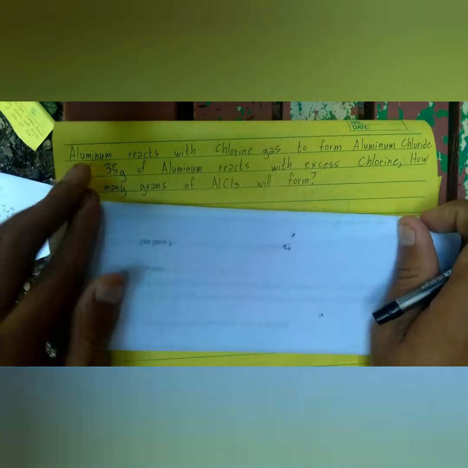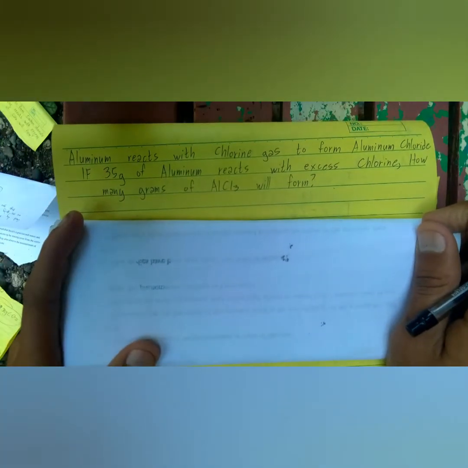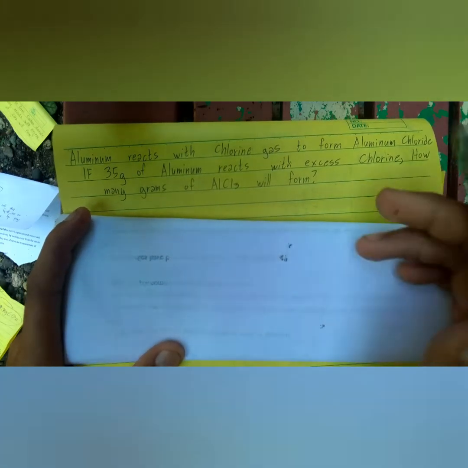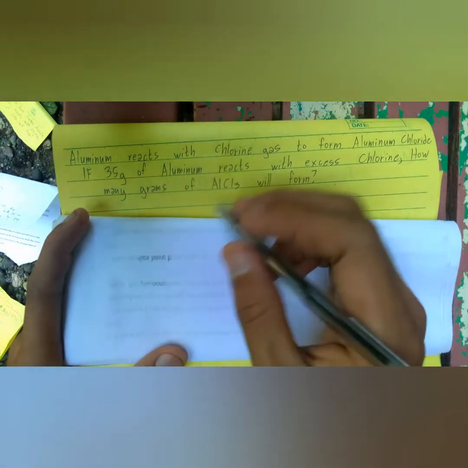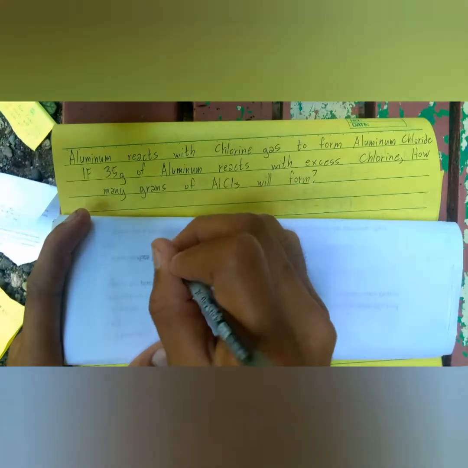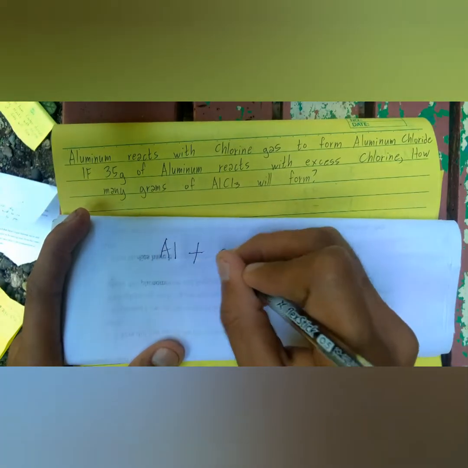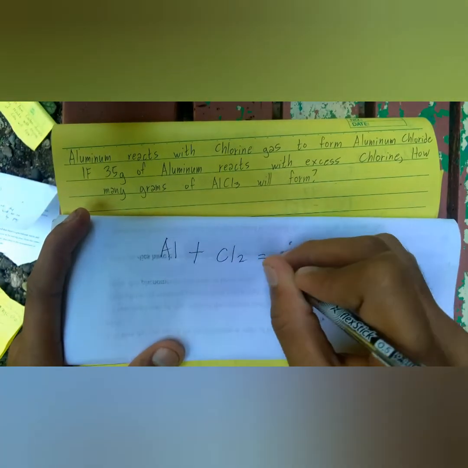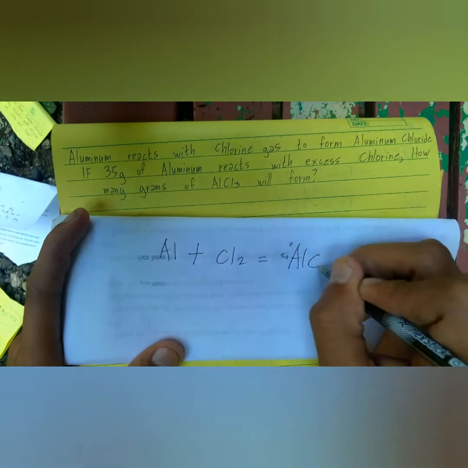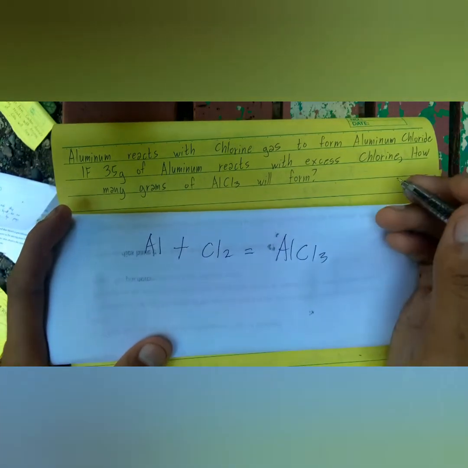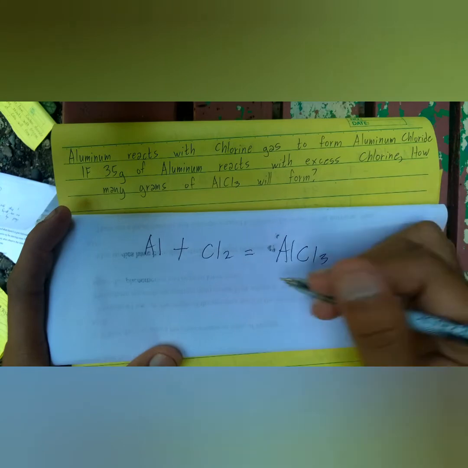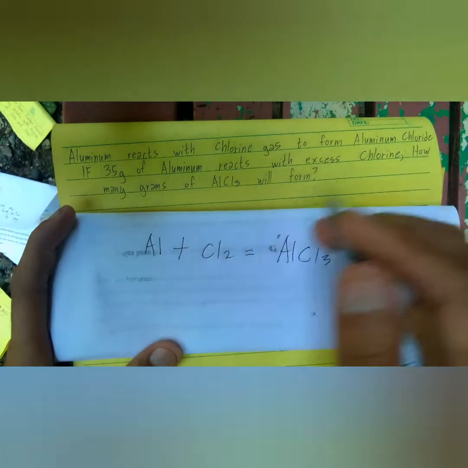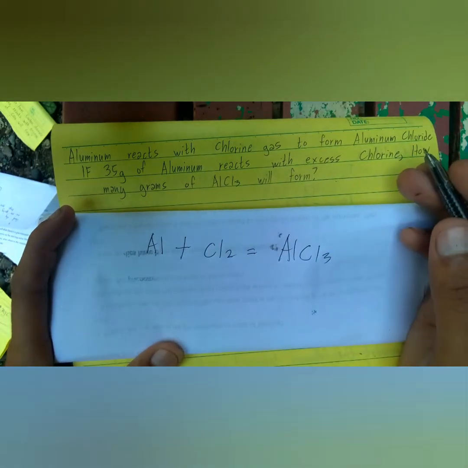So now we are in the third problem. Aluminum reacts with chlorine gas to form aluminum chloride. So with that statement, we are going to write the equation. Aluminum reacts with chlorine gas to form aluminum chloride. So you can pause this video and balance the chemical equation before I do. Just unpause it if you're done.